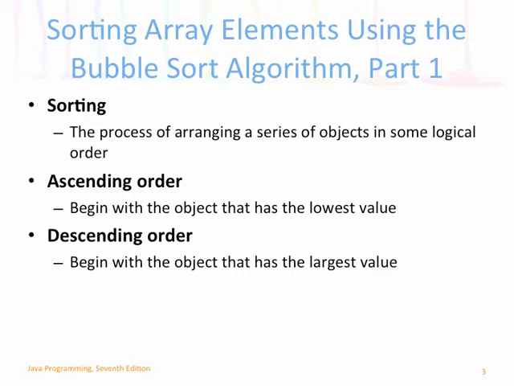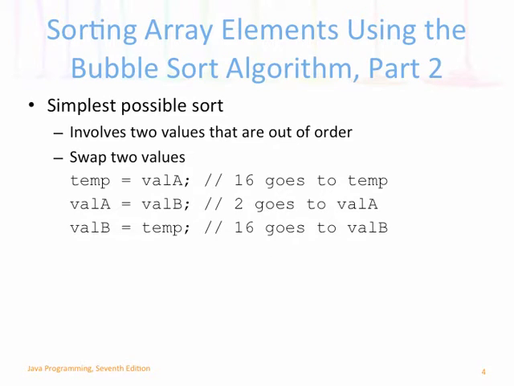Sorting is the process of arranging a series of objects in some logical order. It's easy to think of numbers like integers in sorting because we put them in ascending or descending order, from smallest to largest or from largest to smallest. When we start sorting objects, it gets a little bit more difficult. When we're sorting employees, are we going to sort them alphabetically by name, by employee number, by salary? We have to make those decisions when we are looking at sorting objects, but sorting primitive types is pretty easy. Ascending order means we start with the smallest and go to the largest, and descending order means we start with the largest and go to the smallest.